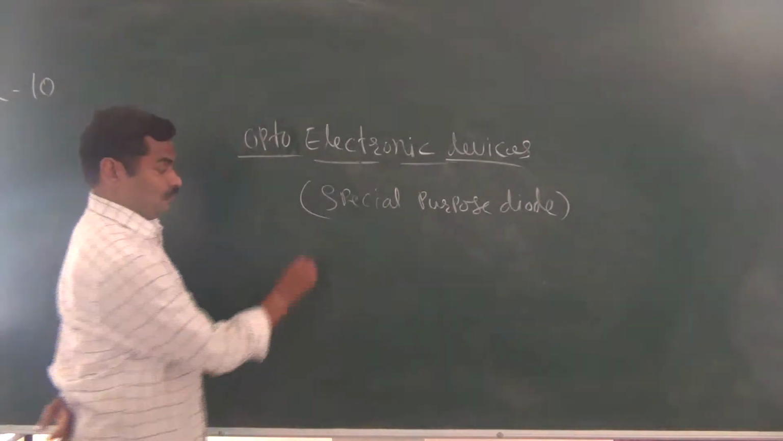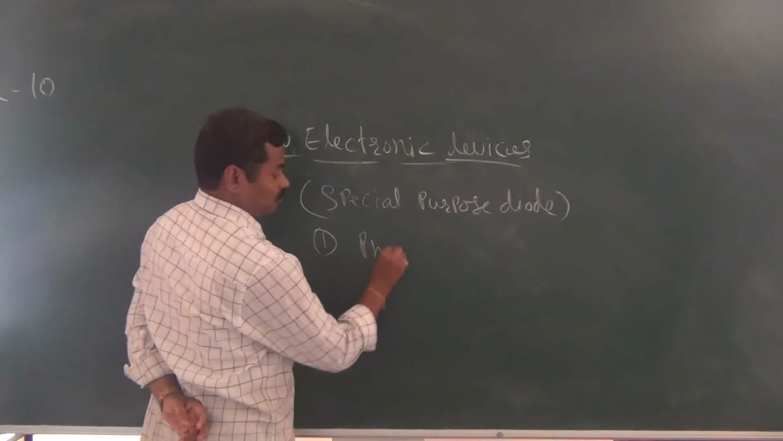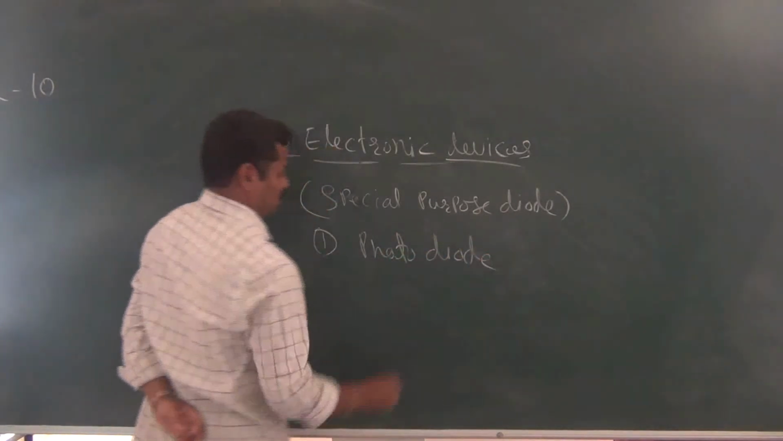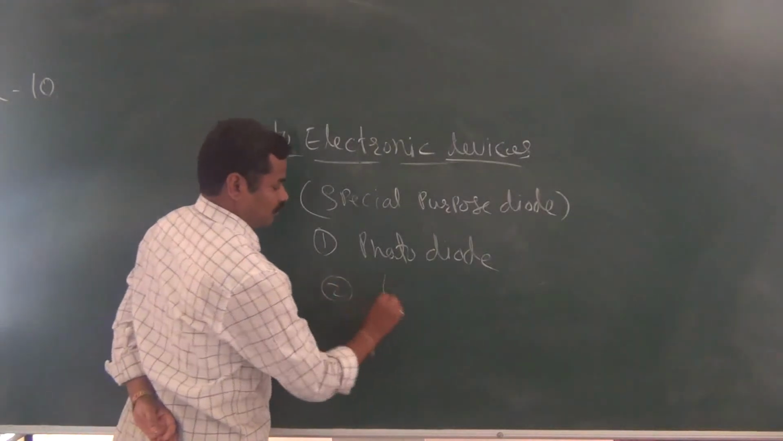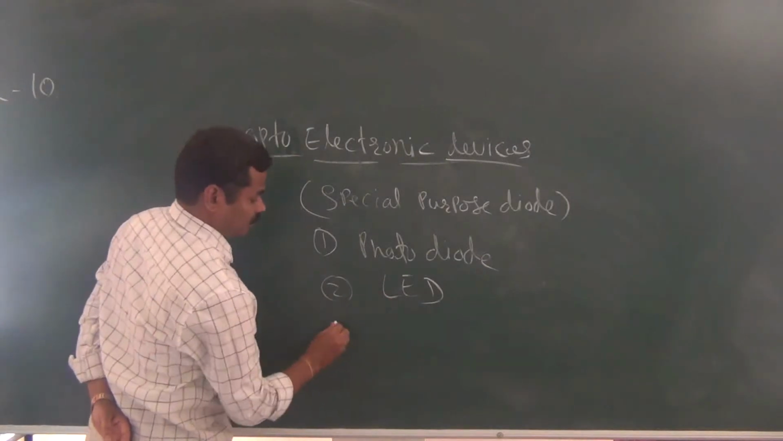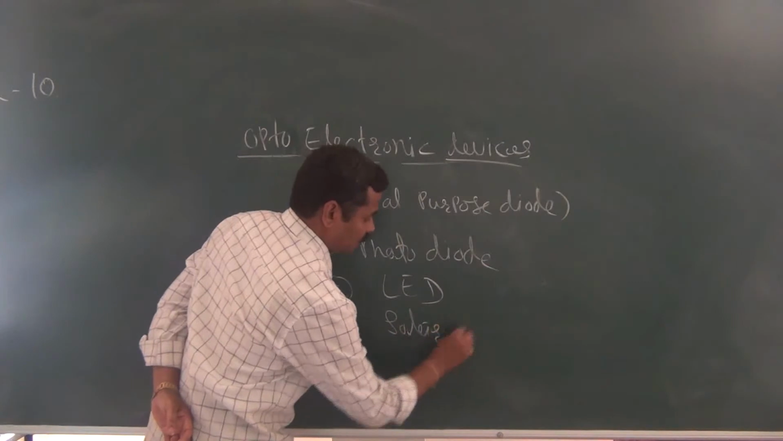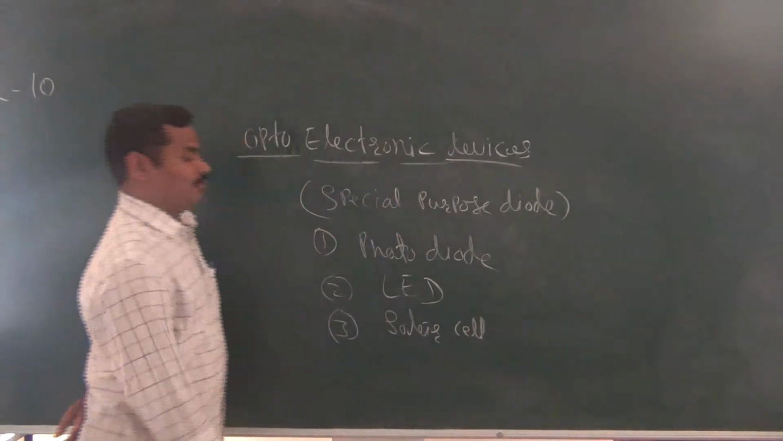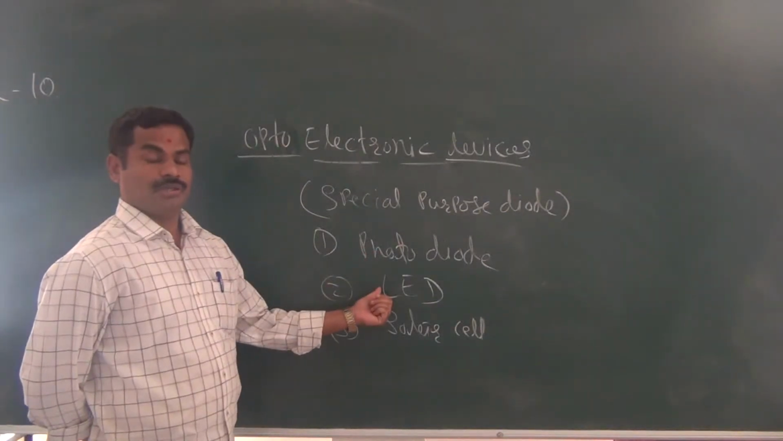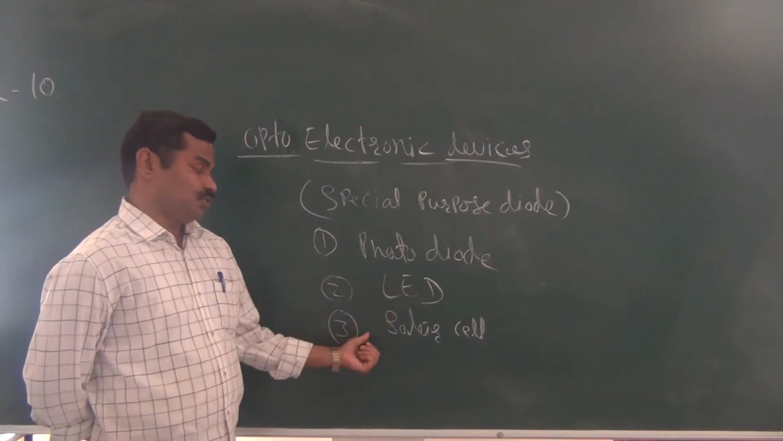Actually, we are studying three important special purpose diodes. One is called the photodiode. Another is the LED, also called the light-emitting diode, and also the solar cell. We go into detail about the construction, working, and characteristics of the photodiode and LED, and if possible, also the solar cell.